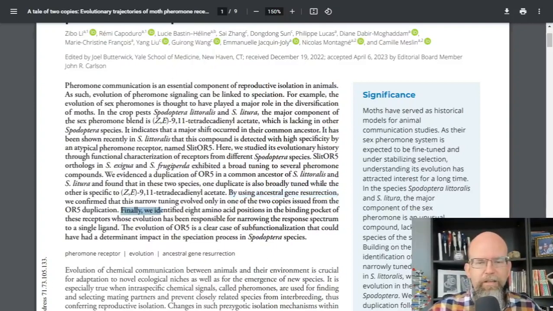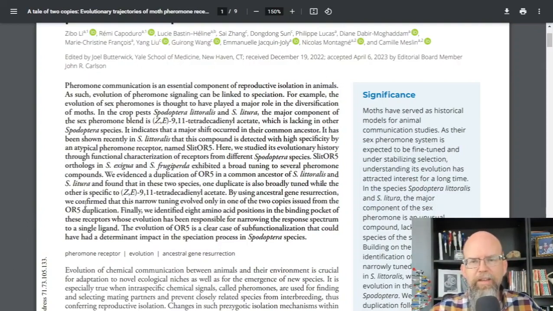Okay, finally, we identified 8 amino acid positions in the binding pocket of the receptors whose evolution has been responsible for narrowing the response spectrum to a single ligand, a single molecule. The evolution of the OR5 is a clear case of subfunctionalization that could have had a determinant impact on the speciation process in Spodoptera species. Subfunctionalization means, right, you had one function. It has a function, you copy the gene, now it can create subfunctions that are more specific. Like the other one is still a general response. The other one can become more specific because it doesn't have to worry about identifying those other chemicals.